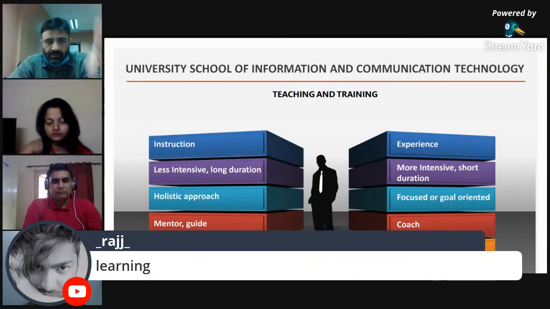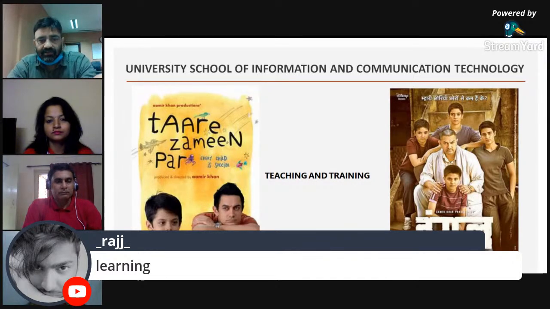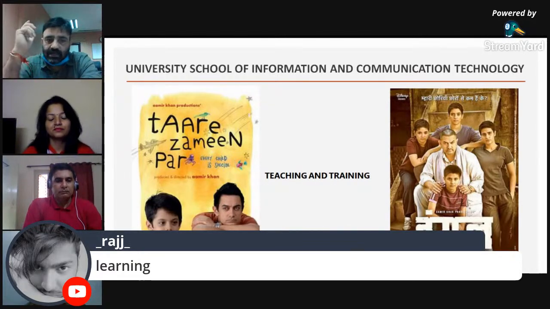So now I'm going to show you two movie posters, in which you will easily identify the thing. One is Taare Zameen Par and another one is Dangal. These are two different movies where you will find two persons. In one case, Aamir Khan behaves like a good teacher who deals with the teaching practice and even the natural behavior of that particular guy.